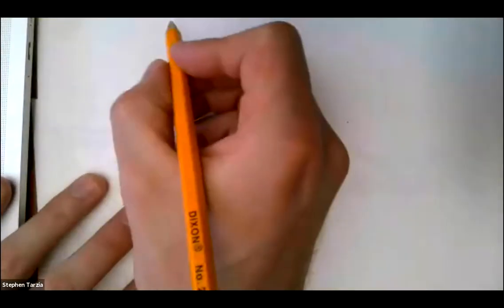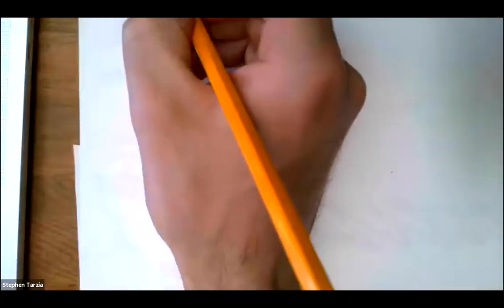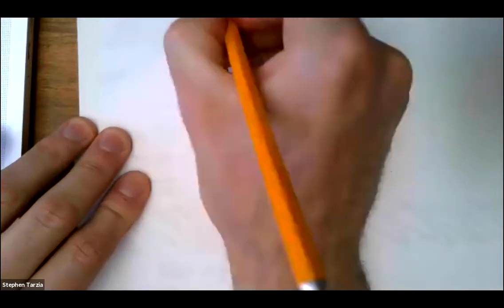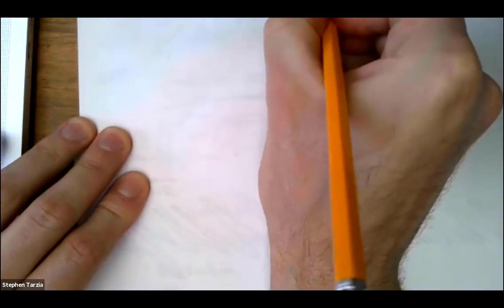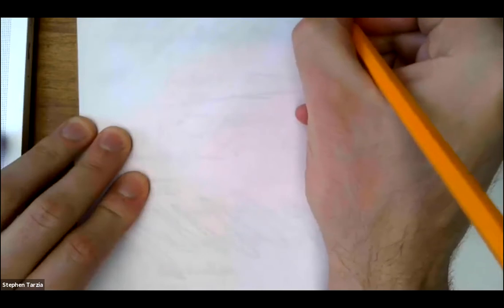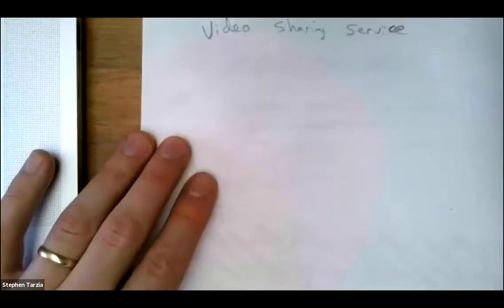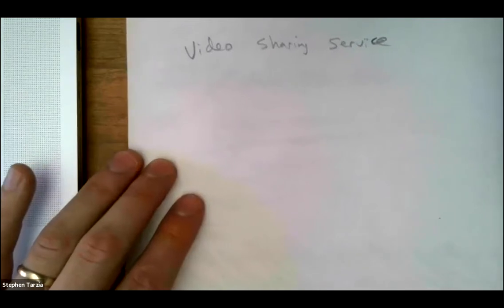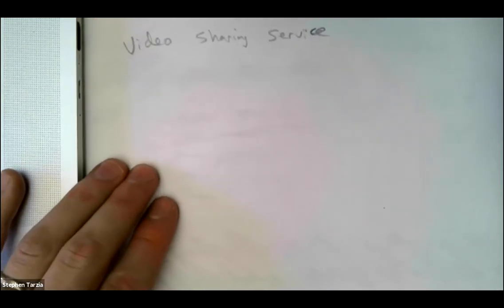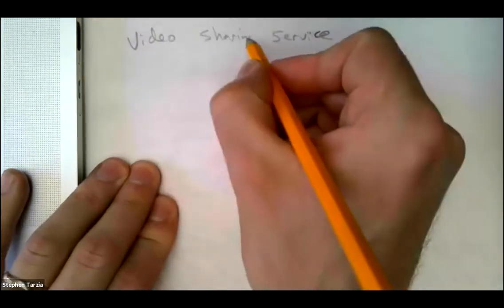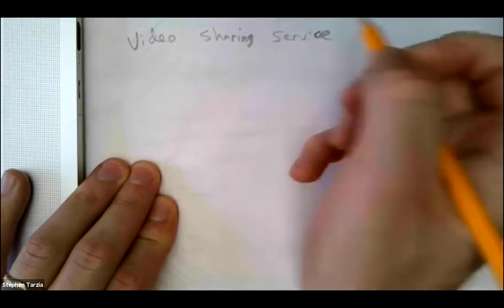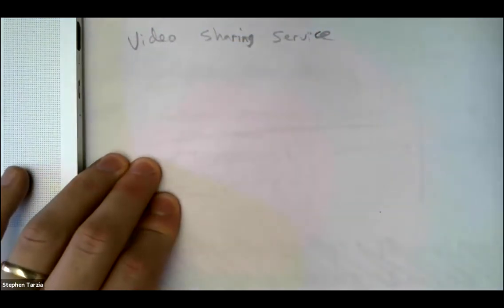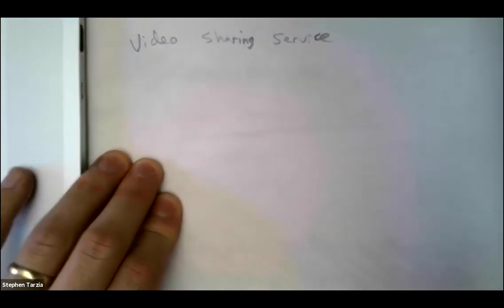Okay, so this is a video sharing service. And by video sharing, are you thinking of something like YouTube or TikTok? Okay, like YouTube, sure.